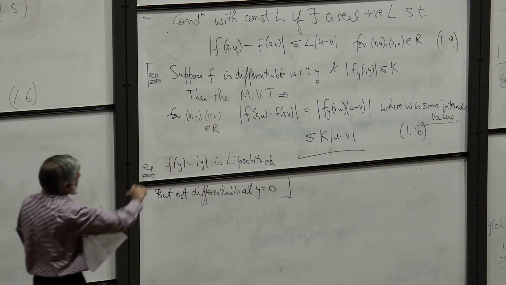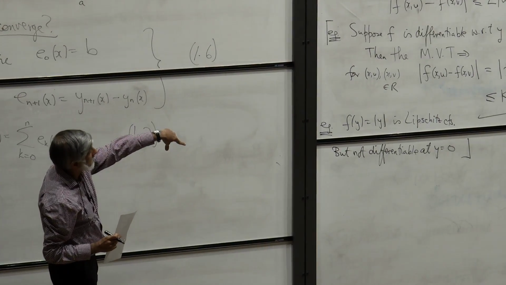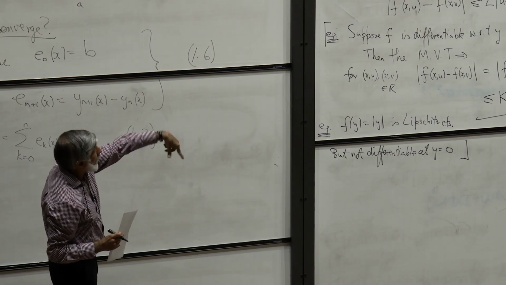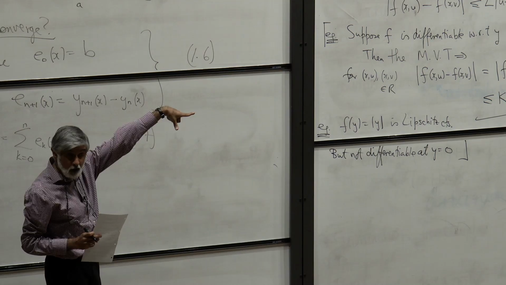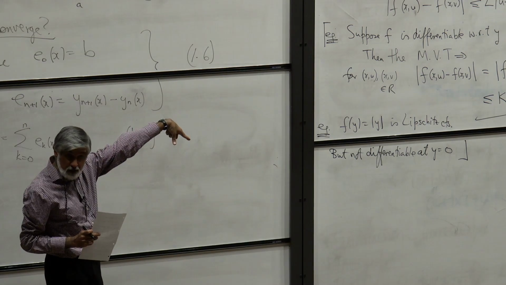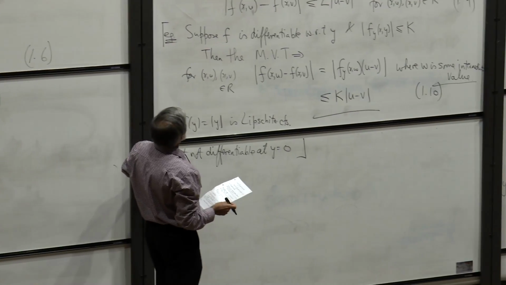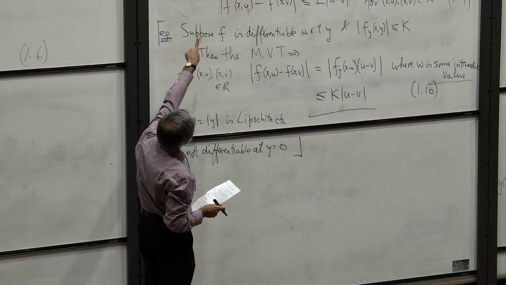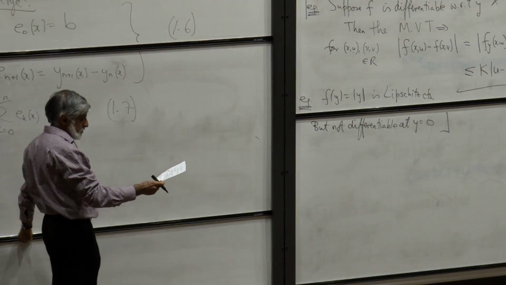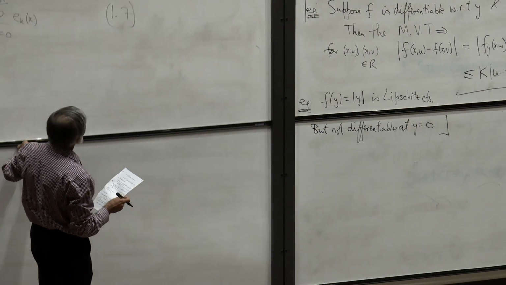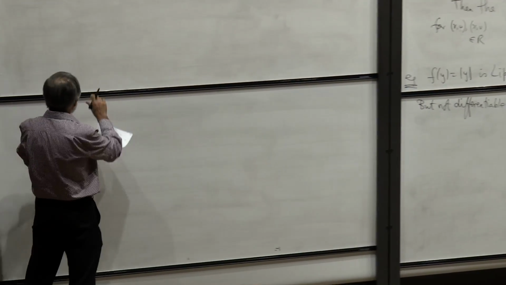So that is just a little digression of thinking about how you might go about finding the L, or showing that something is Lipschitz continuous. Right, so now we're going to use the Lipschitz condition in order to prove the theorem of, does the initial value problem have a solution, and is it unique? And that's Picard's theorem.